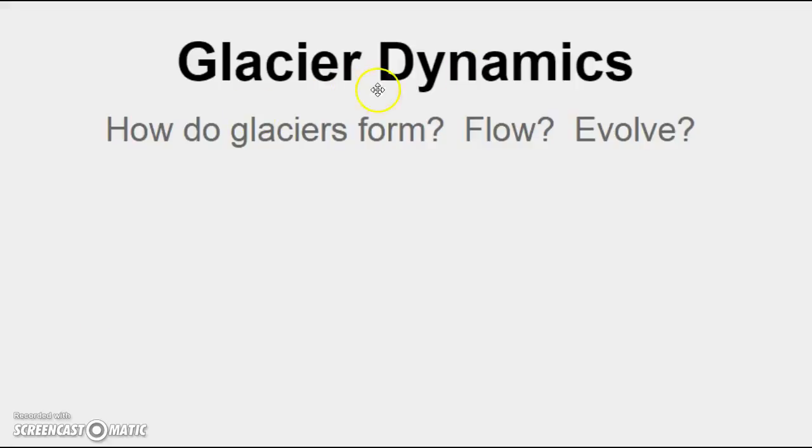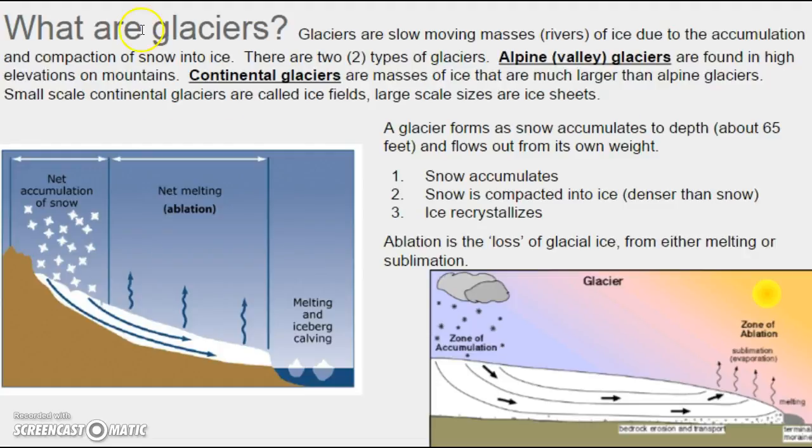Today's lecture is going to be on glacier dynamics. We're going to look at how glaciers form, flow, and evolve. So what is a glacier? Well, glaciers are slow-moving masses, or rivers of ice, due to the accumulation and compaction of snow into ice.